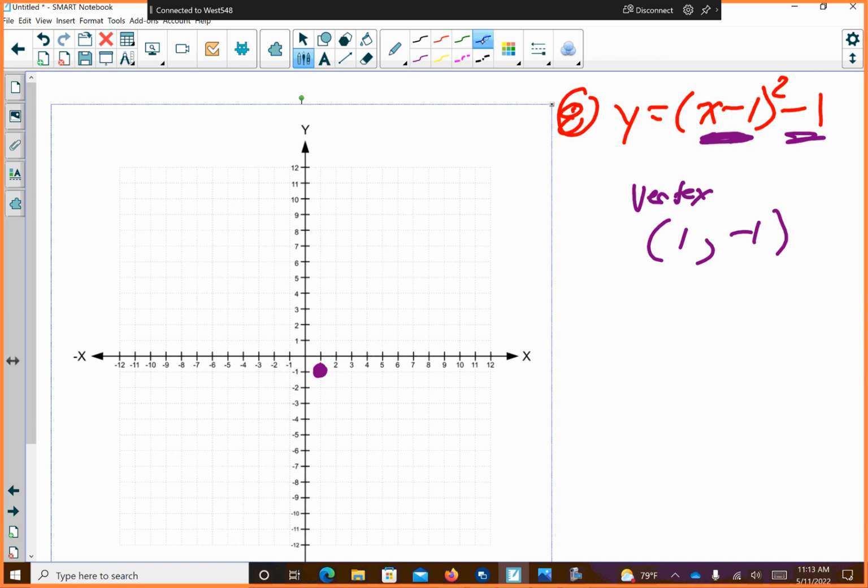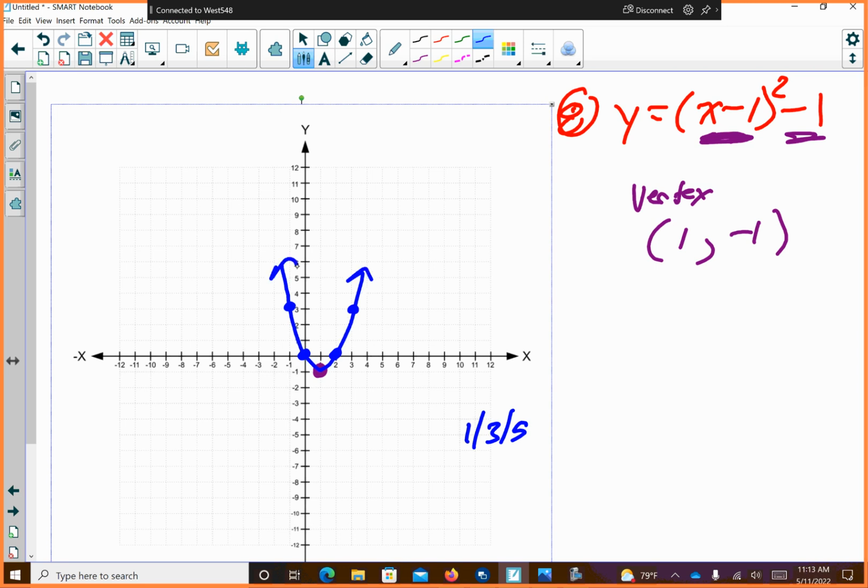There's nothing out in front of the parentheses, so it's still going to graph with the pattern 1, 3, 5. So I go right one up 1, left one up 1, right one up 3, left one up 3. And there it is.